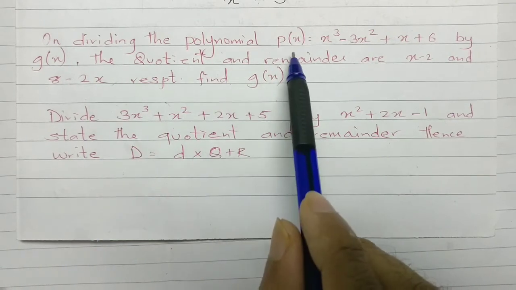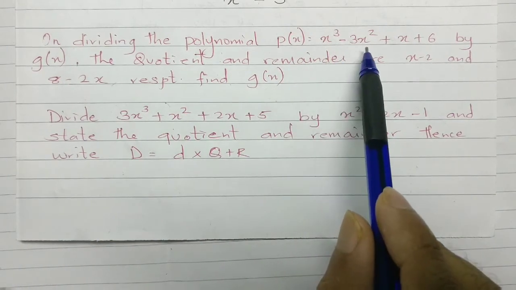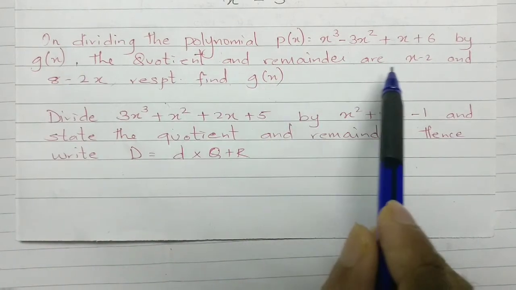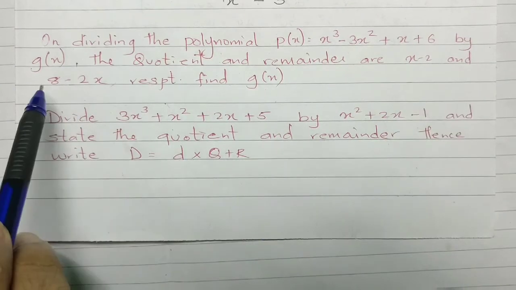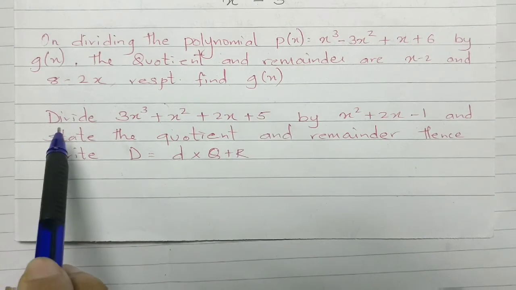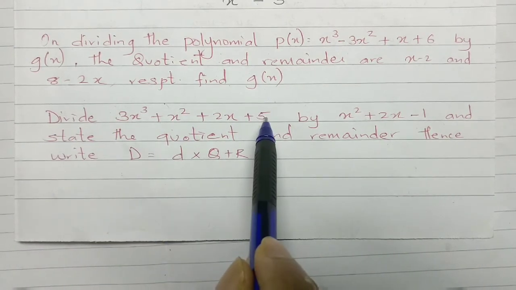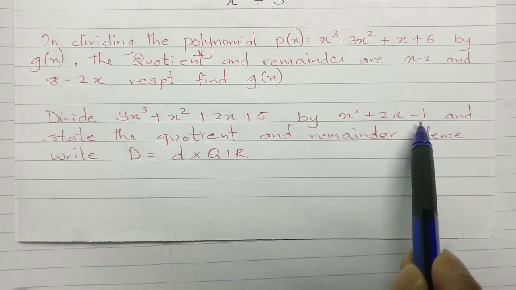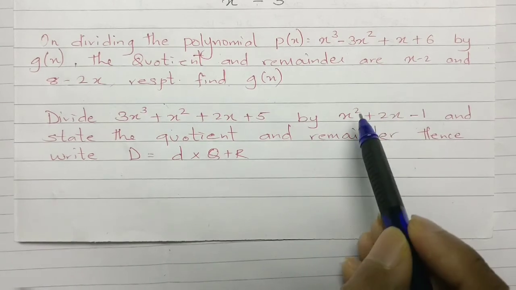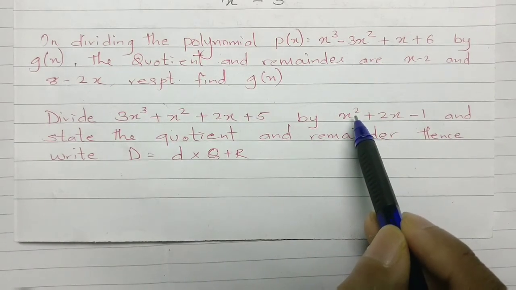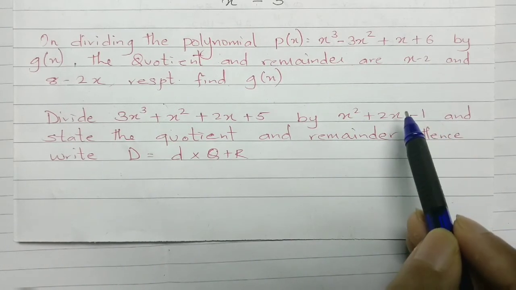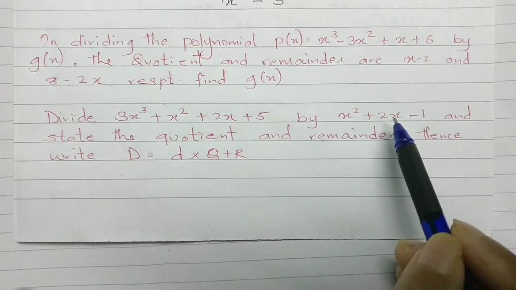On dividing the polynomial p of x, x cubed minus 3x squared plus x plus 6 by g of x, the quotient and the remainder are x minus 2 and 8 minus 2x respectively. Find g of x. That's one. And the next one over here, divide this polynomial by this. Now this is nothing but your divisor. Now if you notice over here, for the first time you are seeing 3 terms in the place of divisor. Usually there used to be 2, and here there are 3.